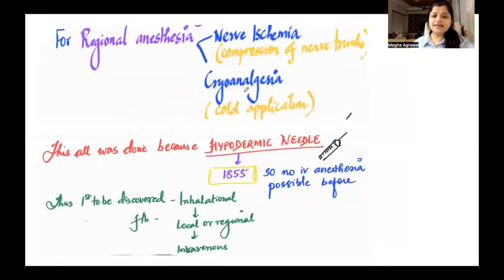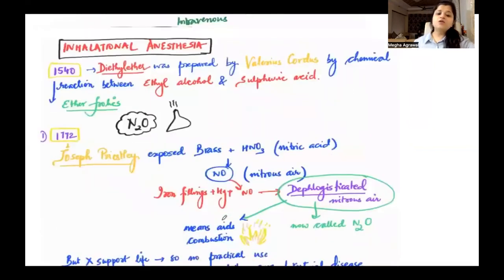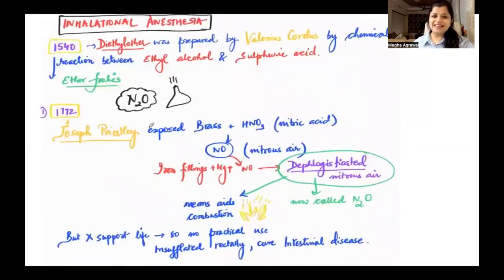For regional anesthesia, at that time spinal and epidural were not invented. So nerve ischemia was produced by compression of the nerve trunks and cryoanalgesia by application of cold. This was all done because the hypodermic needle was not invented. It was invented in 1855. So no IV anesthesia was possible before that. So if we see the history of anesthesia, the first mode of anesthesia was inhalational, followed by local or regional, and followed by intravenous. So first we'll study something about inhalational anesthesia.